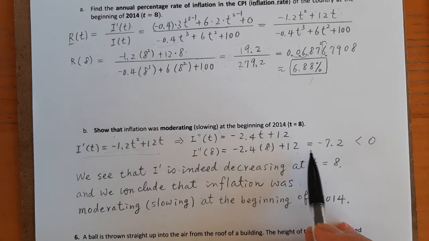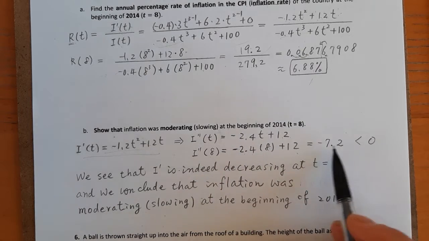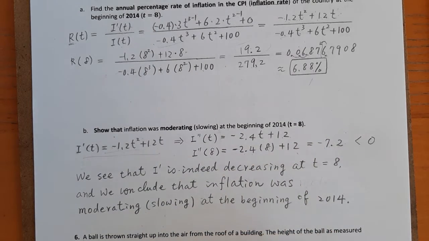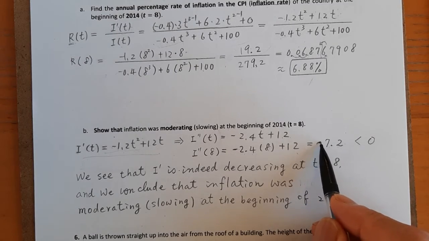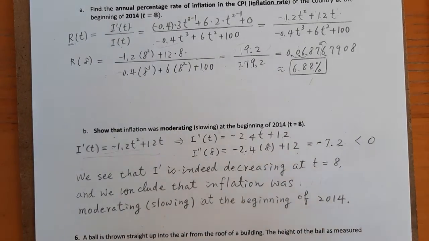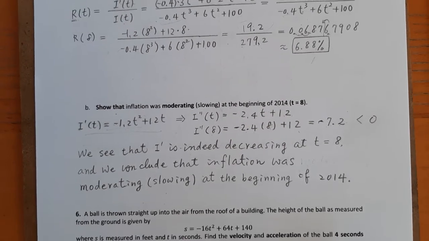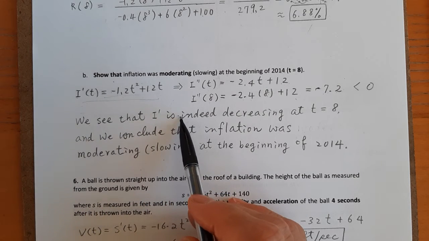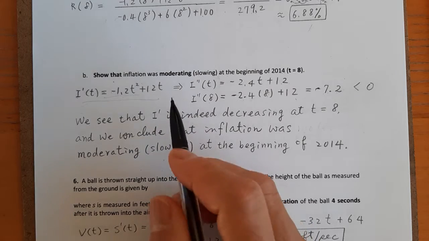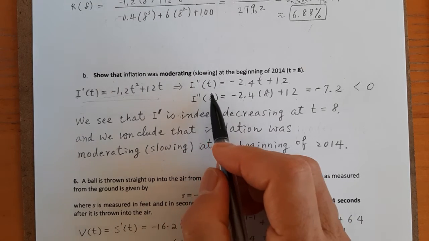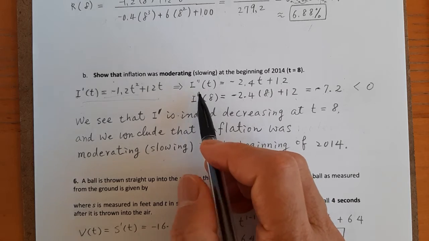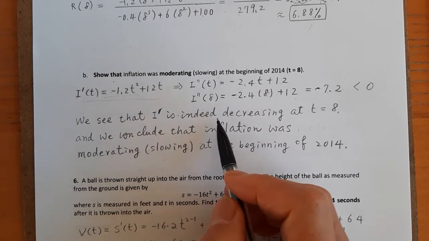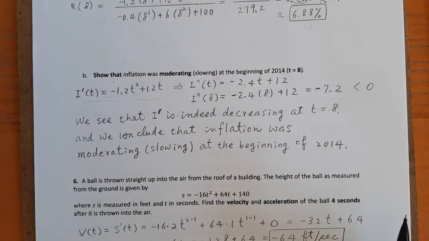Then the subtraction gives negative 7.2. We get negative 7.2, which is less than 0, so the second derivative is negative. Because the second derivative is negative, that means I prime is decreasing. So I prime is indeed decreasing at t equals 8.